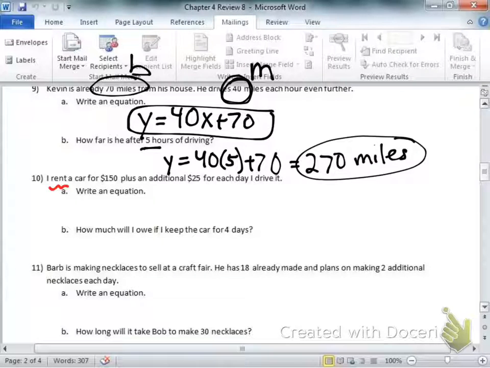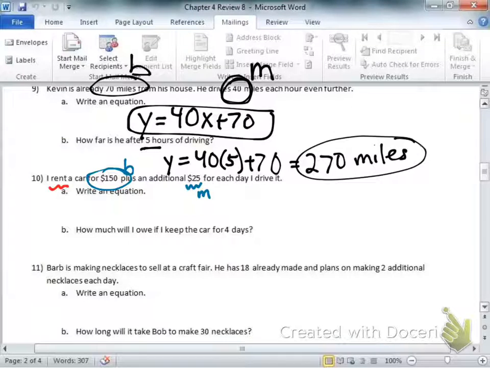Alright, so in this one we're talking about a car. Remember, if you're talking about a calculator or a vacuum or whatever you're renting, it's going to be the same type of setup. Just figure out what the initial fee is. That's your B. So no matter how long you keep it, you always have to add $150 on the end. So that's the B. This is the change, because that's what they're charging you every day.